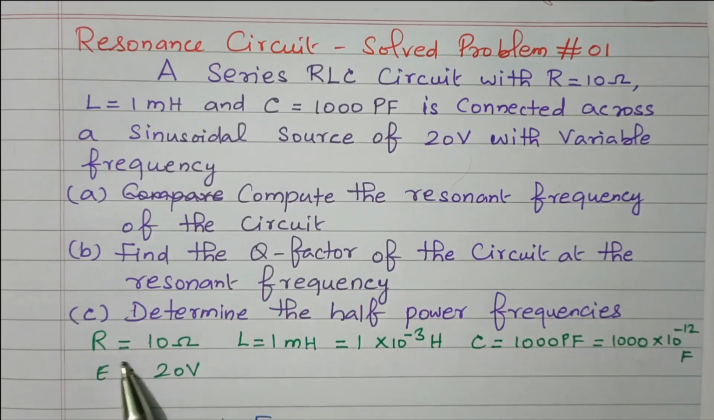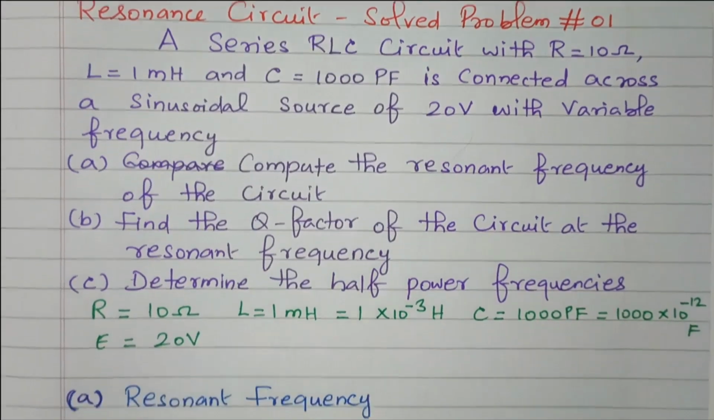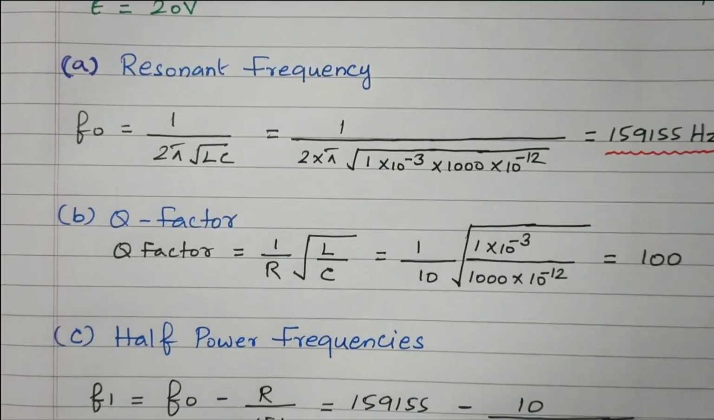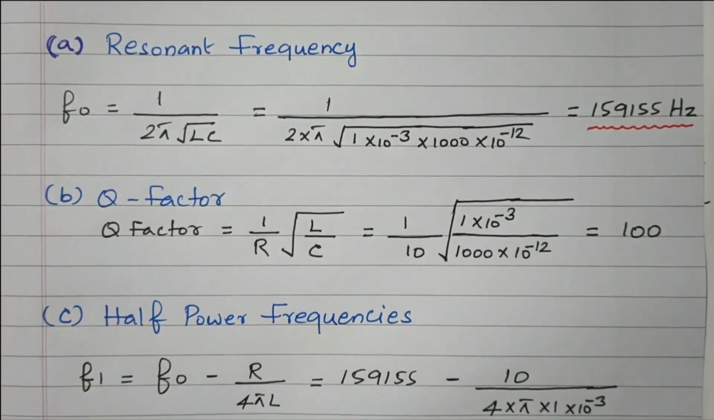So the given data: R equal to 10 ohm, L equal to 1 millihenry, that is 1 into 10 to the power minus 3 henry, C equal to 1000 picofarad, that is 1000 into 10 to the power minus 12 farad, and the voltage is 20 voltage. Now we'll identify the topics one by one. First one is the resonant frequency. First we need to find the resonant frequency.